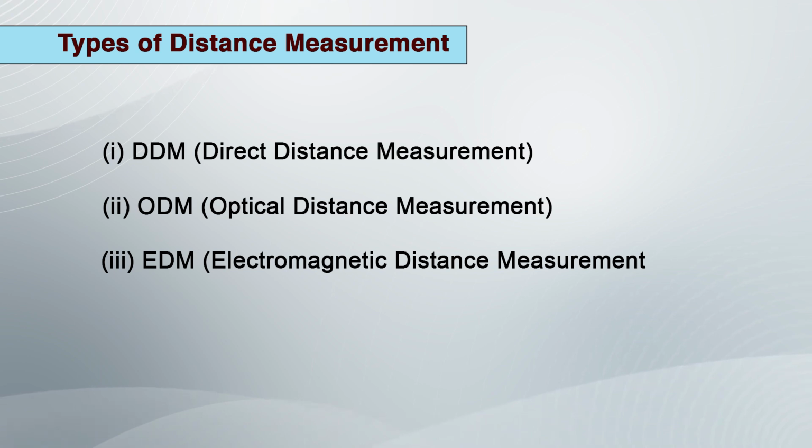Now, types of distance measurement. Let us discuss various types of measuring distance between 2 points. There are three methods of measuring distance between two points. First, DDM, that is direct distance measurement. Second one is ODM, optical distance measurement. Third, EDM, electronic distance measurement. Let us discuss each of them and understand the individual method of measuring distance between 2 points.